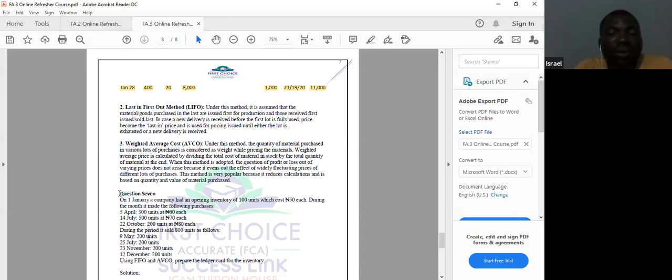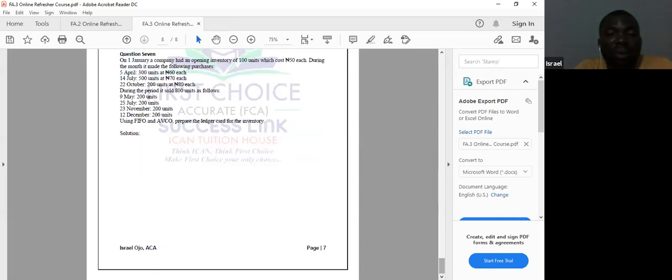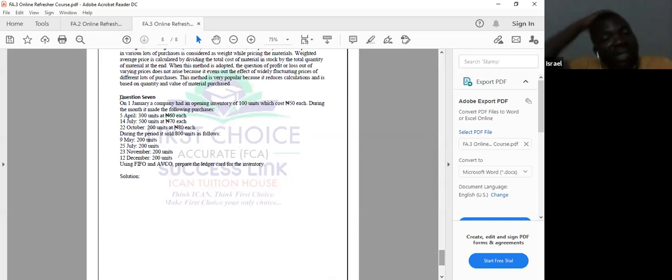So we have question 7 here. Question 7 says that we should use FIFO and average. This is the weighted average method. Now this weighted average cost, just use the same table. Use the same table, and if you have any question, please ask me. So my assignment for you is on question 7. Solve question 7 and get back to me. So I will review what you have done on that. Then I will attend to your solution. So do question 7 and send back to me.